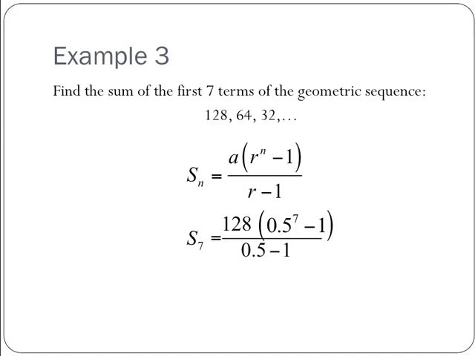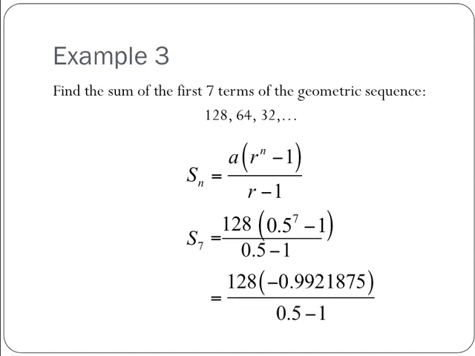Simplifying this, we end up with this negative 0.992185. Multiply that by 128. Divide it by 0.5 minus 1. If you want to put that entire thing into the calculator, just be sure that you separate the numerator and the denominator in the calculator using parentheses. All right, and simplifying that, we end up with 254. So the sum of the first 7 terms in this geometric sequence is equal to 254.